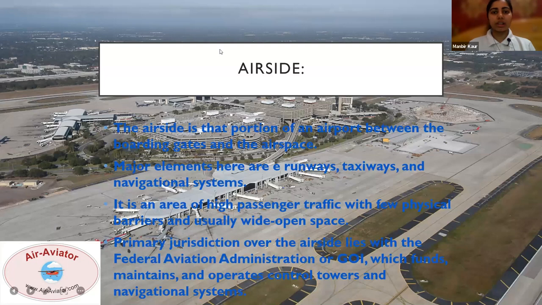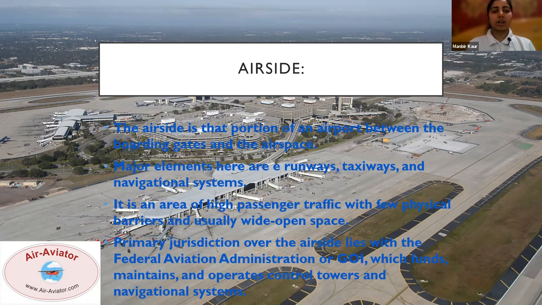Okay, so moving on to the next and talking about the air side. The air side is that portion of an airport between the boarding gates and the airspace. The major elements here are the runways, taxiways, and the navigational systems. It is an area of high passenger traffic with few physical barriers and usually wide open space. The primary jurisdiction over the airside lies with the Federal Aviation Administration or GOI, which funds as well as maintains and operates the control towers and the navigational systems.